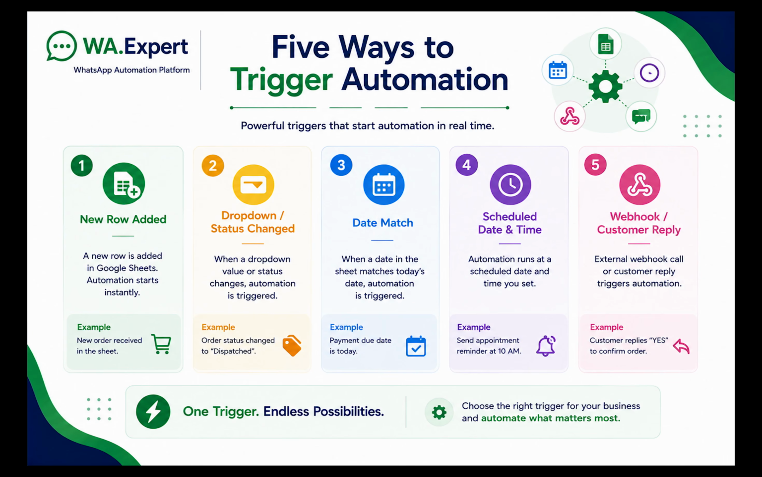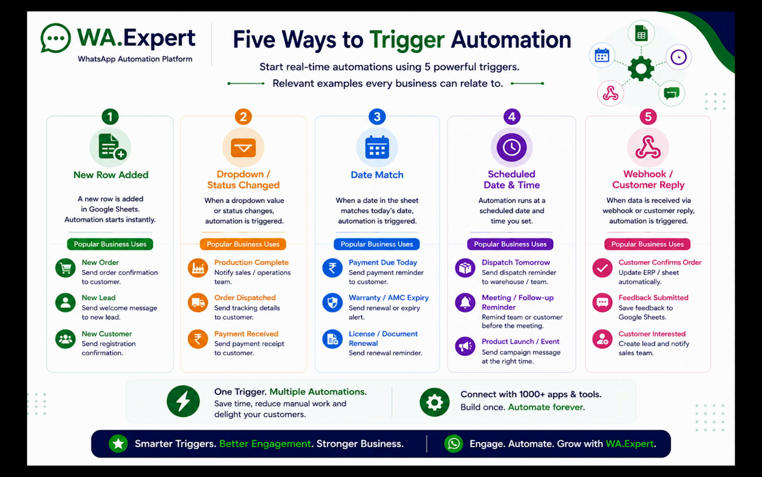So I'm going to talk about point 1, which is new row added. And you can see point 1 over here has the different business use cases. When a new row is added to a Google Sheet, you can automatically send out a confirmation message. If a new lead is received on your Google Sheet, you can automatically send a welcome message. If a new customer is added to that Google Sheet, you can automatically send out a customer registration confirmation message.